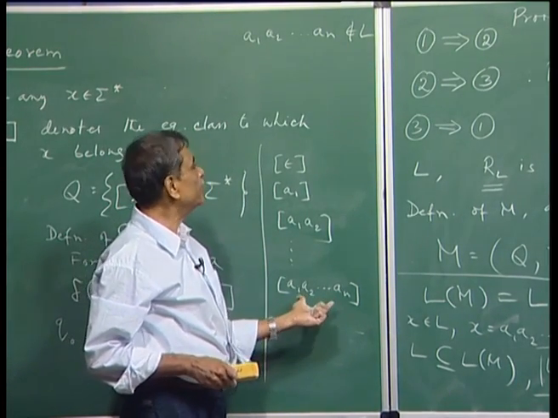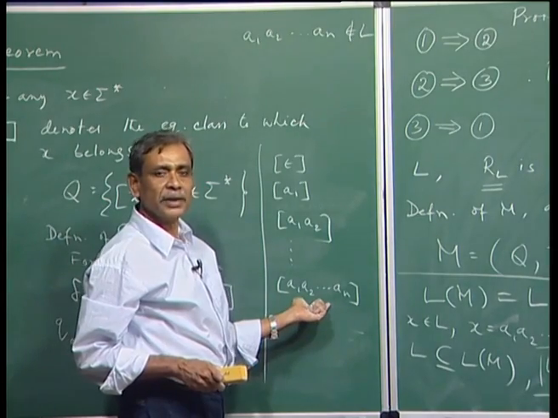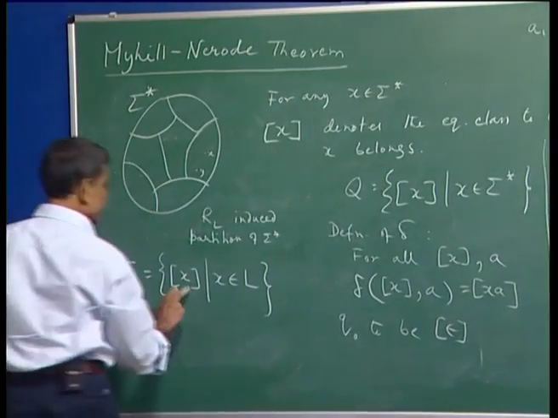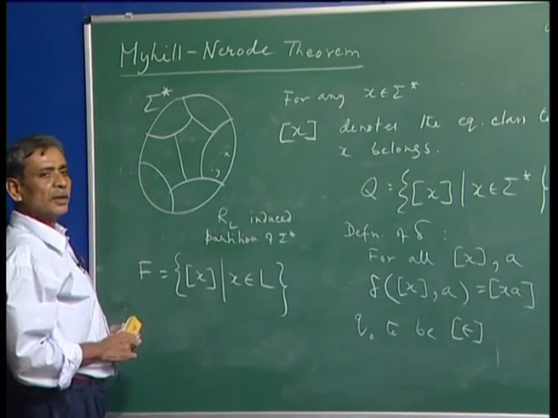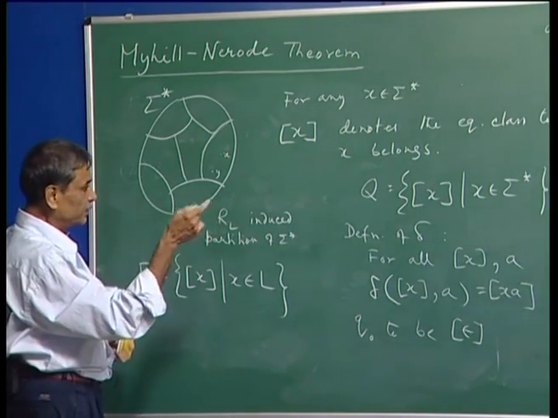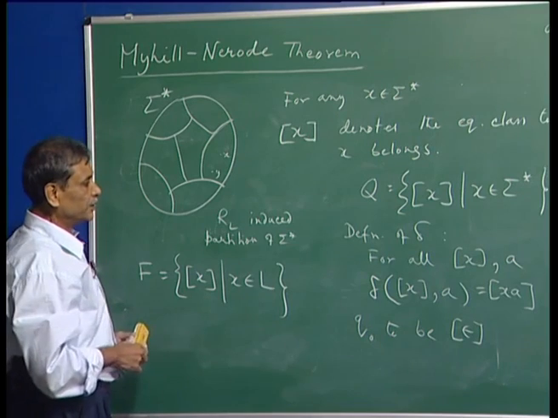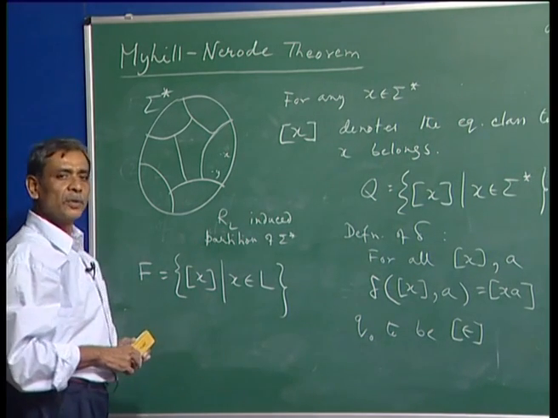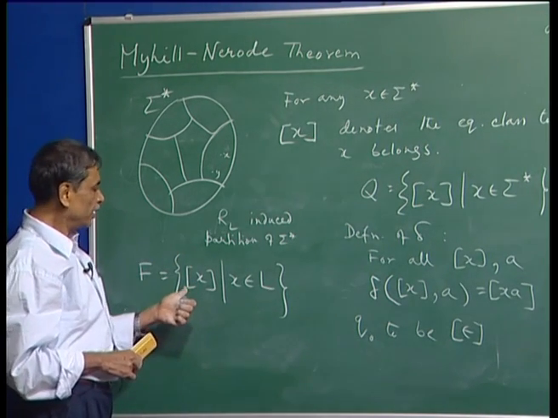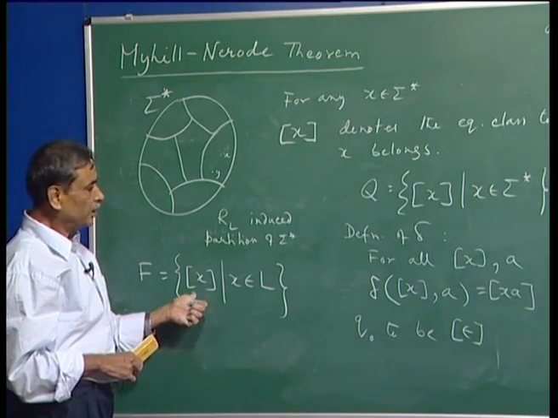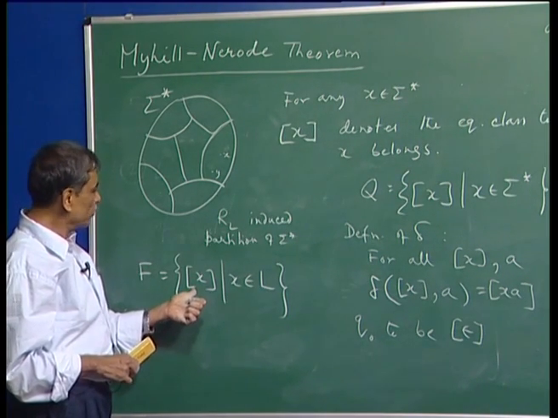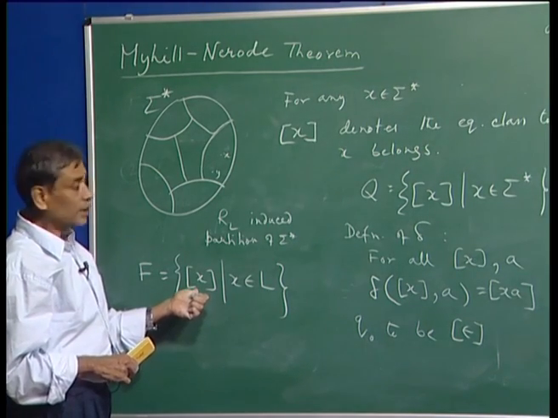But this is a string which is not in the language, right. And so, therefore, this is not one of the final states. This equivalence class to which this string belongs is not one of the final states of the machine, because by definition the final states of the machine are all those equivalence classes which consist of strings which are in the language.